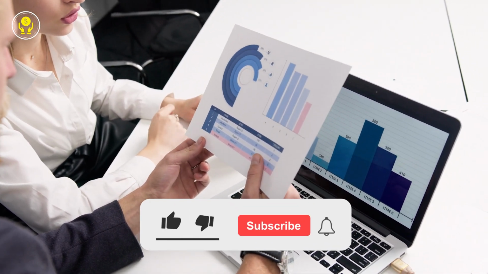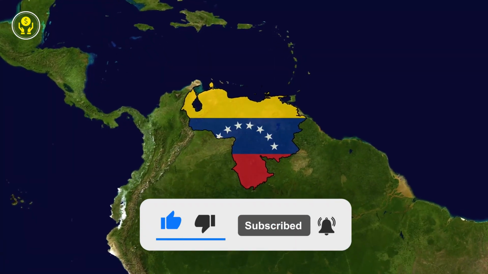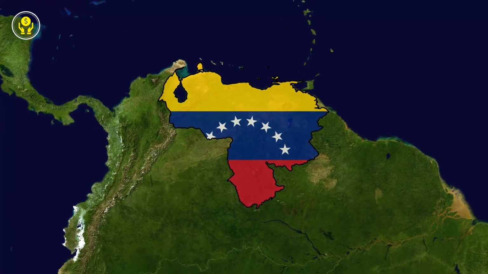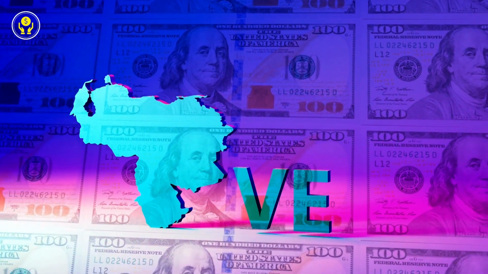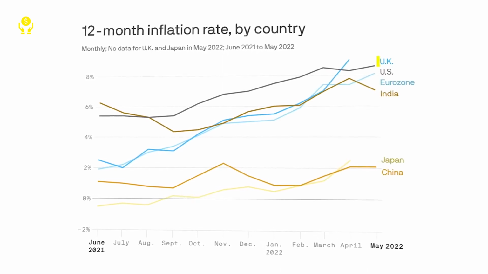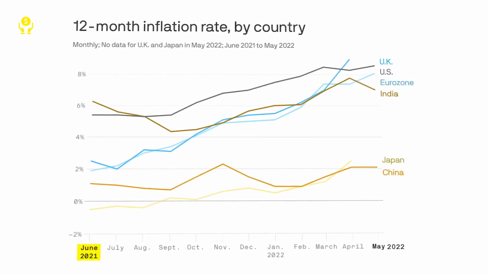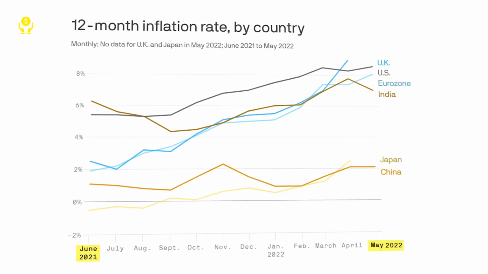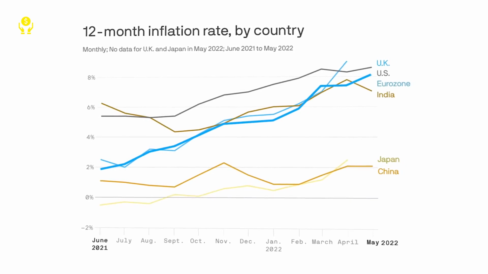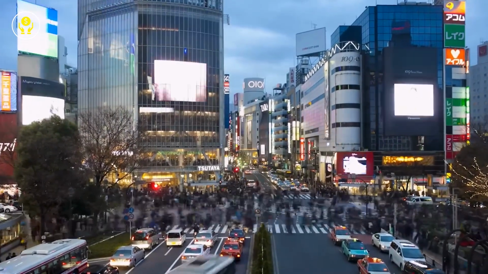However, there is a very important difference between the case of the United States and other countries that experienced high inflation, such as Venezuela. When there was inflation in Venezuela, it only affected that country. In contrast, the inflation in the United States has a global effect. This graph shows the inflation in some of the major countries in the world, such as the United Kingdom, the United States, the Eurozone, India, Japan, and China, between June 2021 and May 2022. As you can see, not only did inflation in the United States grow during that period, but the inflation in all major economies of the world also increased.